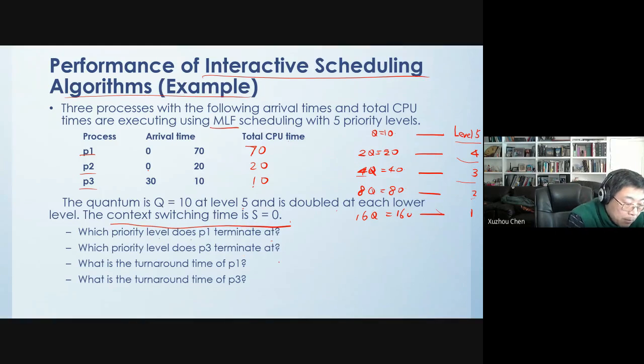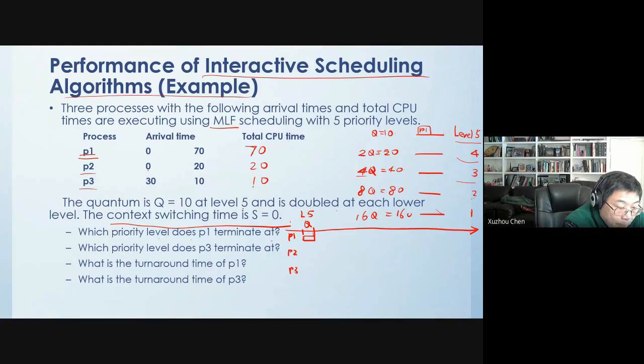Now to do this question, I think what I can do is I have process 1, process 2, process 3. Okay, now this is a time. When process 1 arrives, it will be placed in the highest level queue, right? Because process 1 is the only process currently available, it's going to start to execute with 1 time quantum in level 5, right?